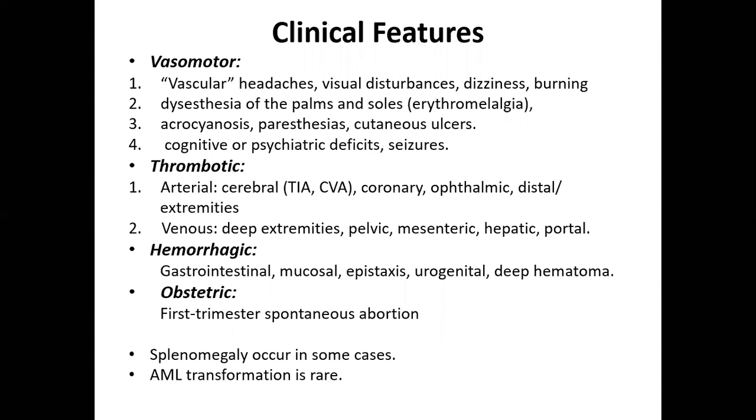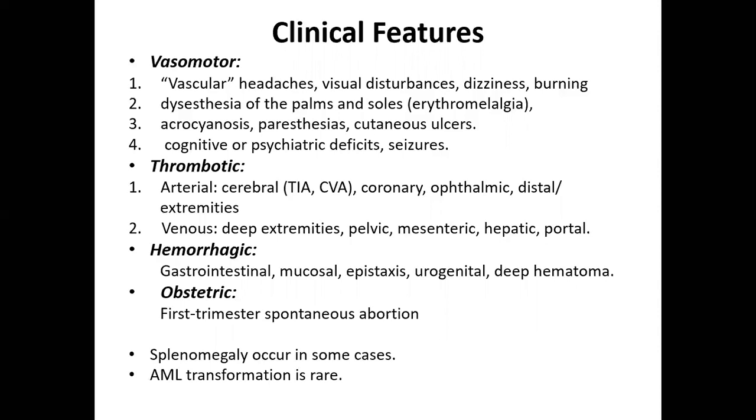The clinical features are either vasomotor, like vascular headaches, visual disturbances, erythromelalgia, paresthesia, and cutaneous ulcers. And some patients with repeated cerebral ischemia may develop cognitive or psychiatric deficits. The thrombotic complications include arterial occlusion resulting in cerebrovascular accidents, coronary ischemia, ophthalmic problems, and ischemia of digits and toes.